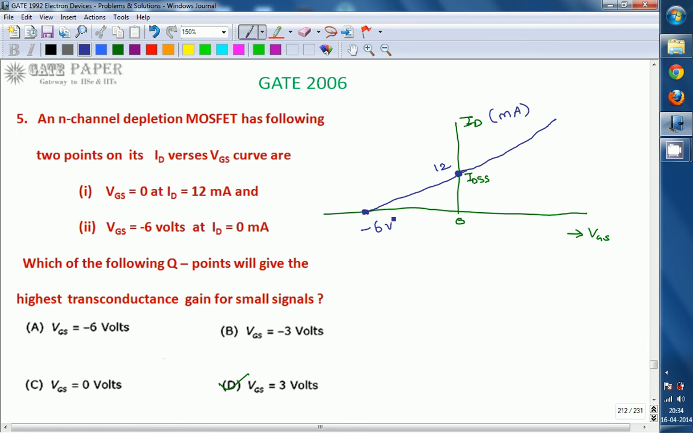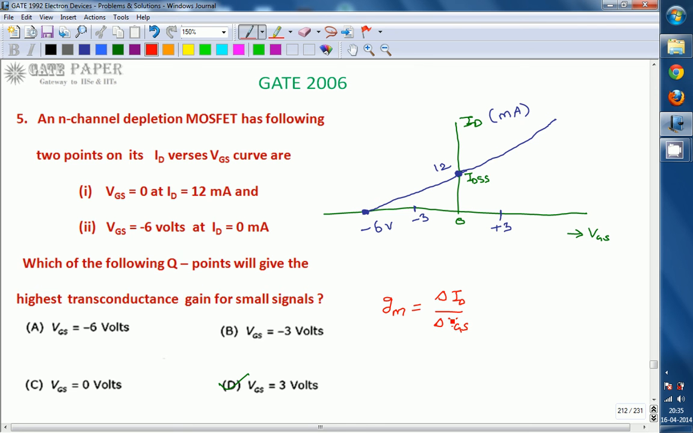Now, which of the following Q points will give the highest transconductance gain for small signals? What are the points given? Minus 6 volts, minus 3 volts, this is the point, minus 3 volts, and this is 0 volts, this is plus 3 volts. First of all we must understand what is meant by transconductance gain. Transconductance gain is indicated as gm. For small signals it is delta ID by delta VGS.